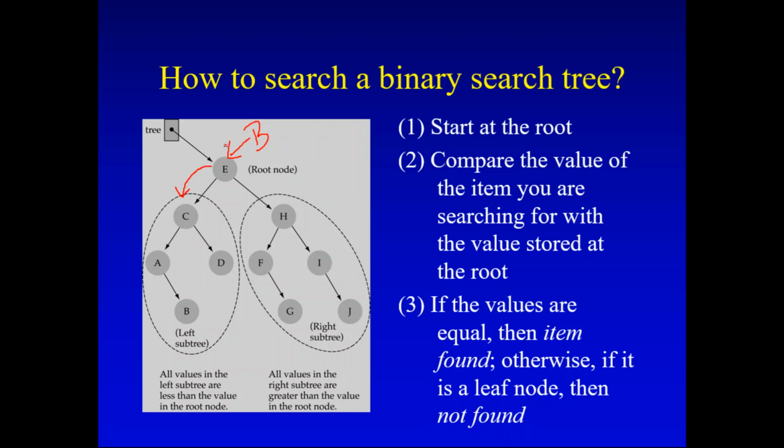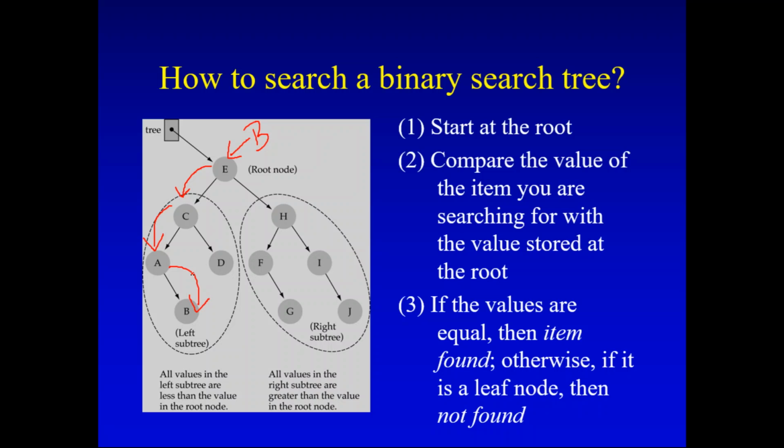Left child is C. Is C equal to B? No. Is B less than C or greater than C? B is less than C, so again go to the left child. Left child is A. Is A equal to B? No, A is not equal to B. So again check whether B is less than A or greater than A. B is greater than A, so go to the right child of A. Right child of A is B. So you have found it.